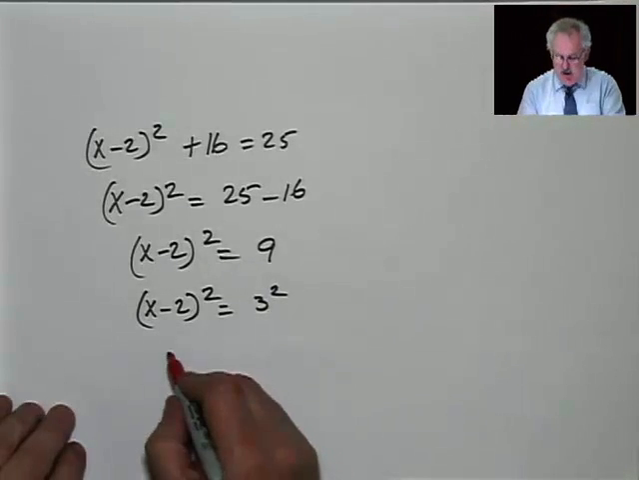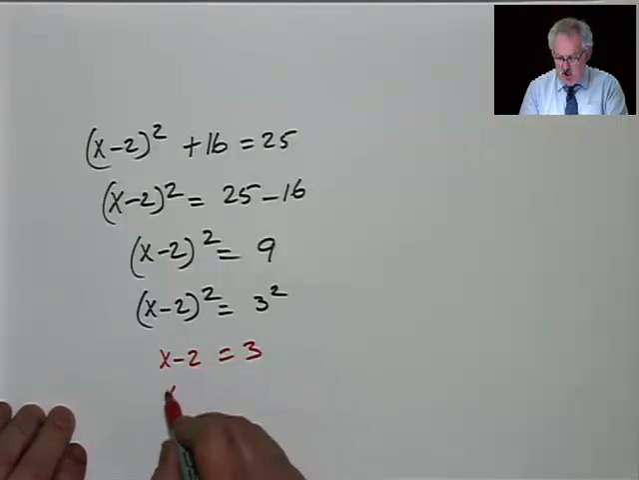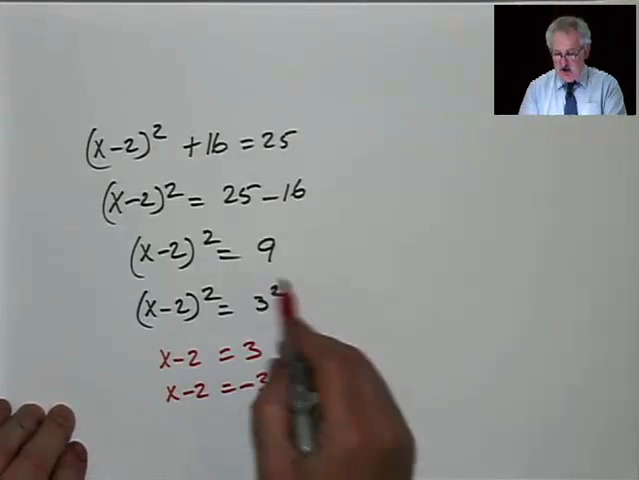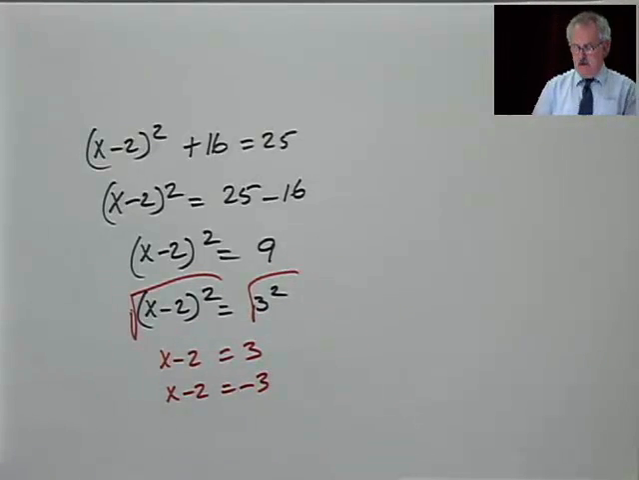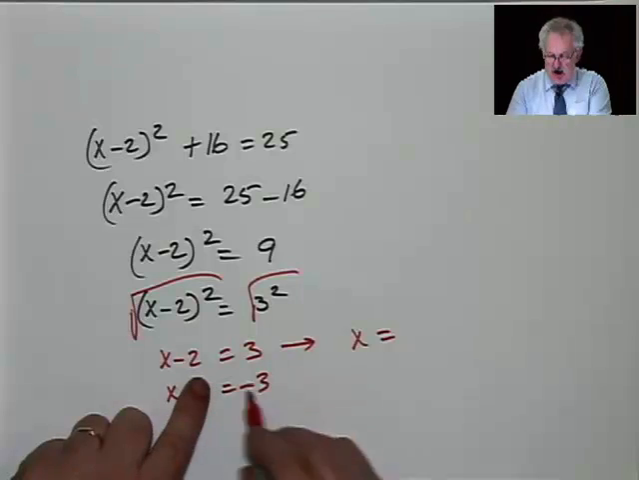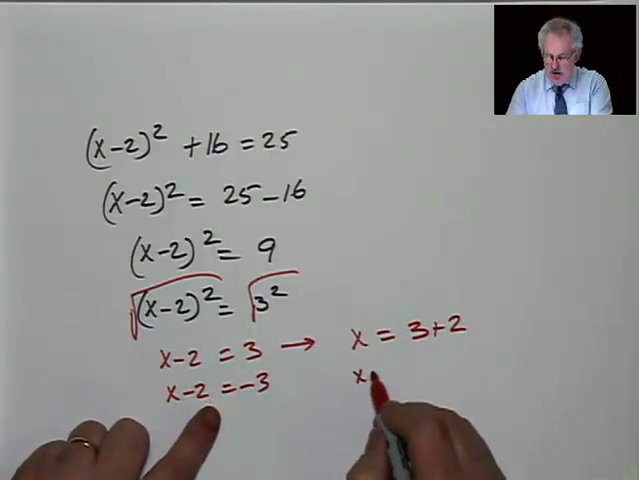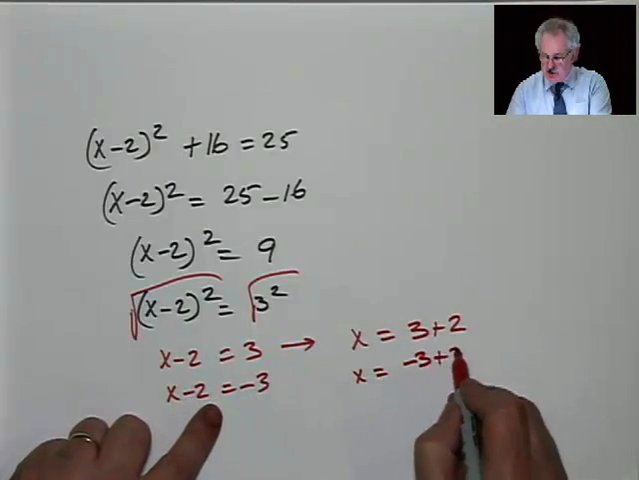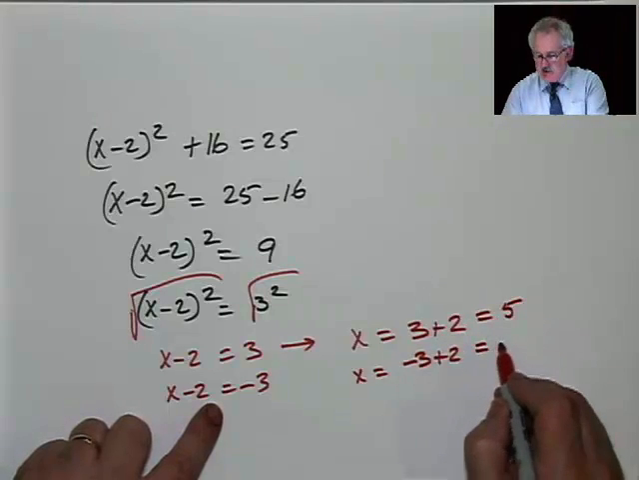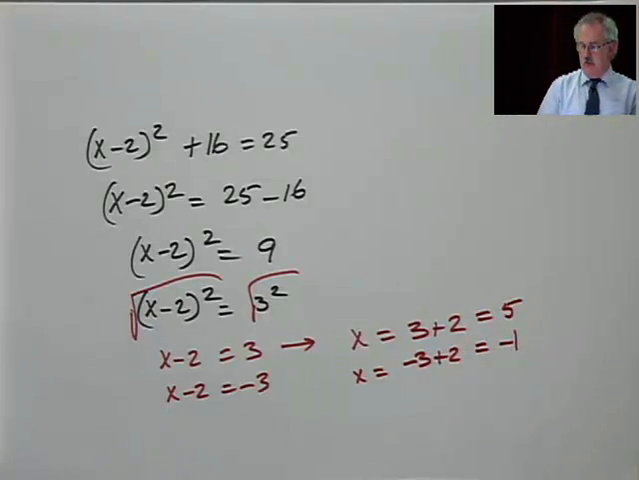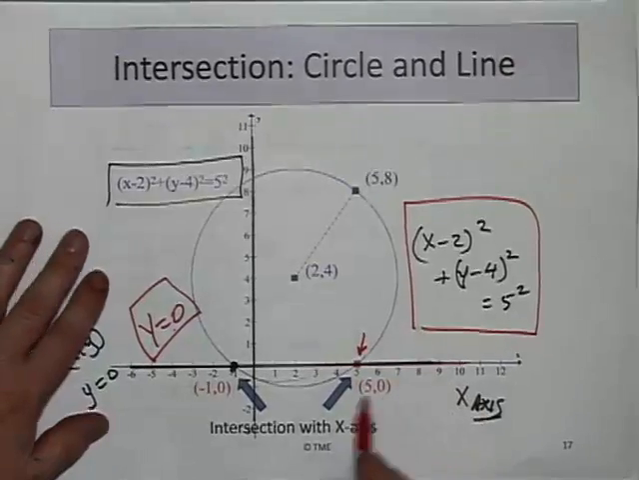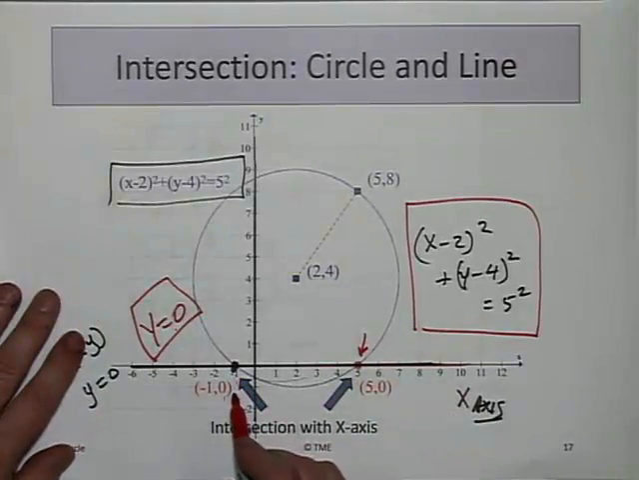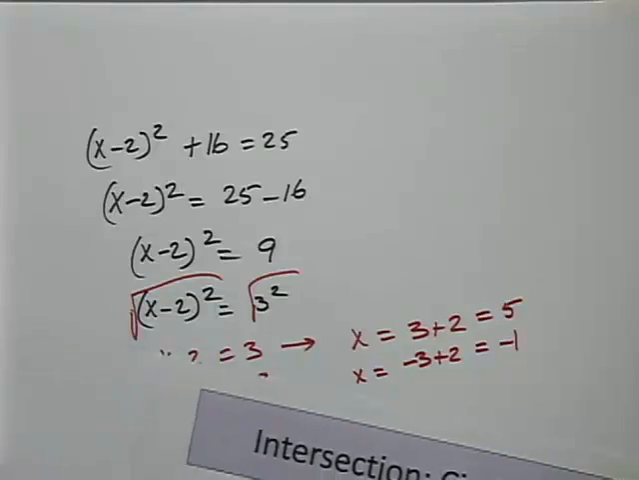And now you can say x minus 2 is 3, or x minus 2 is minus 3, because we'll be getting the square root if we do that. So x on this one would say x is 3 plus 2. Here we'd say it's minus 3 plus 2. This would give us an x of 5. This would give us an x of minus 1. So it looks like the x values are 5 and minus 1. And that's 5, 0 there. And that's minus 1. And that's one way we could do it.